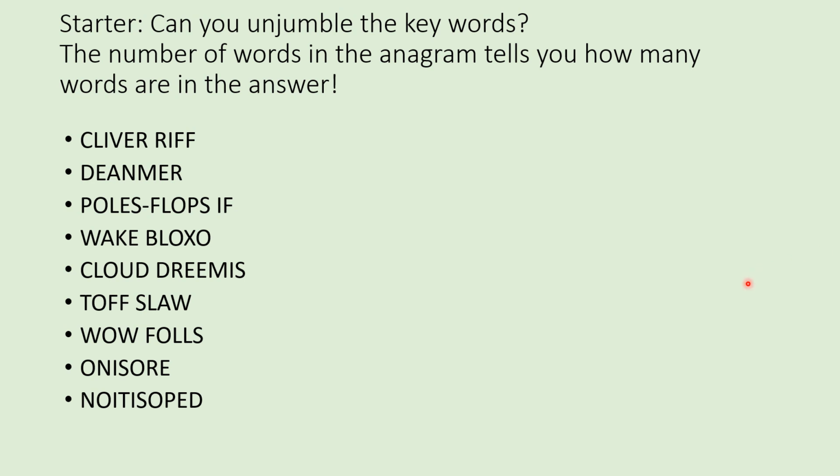Okay, so let's see how you've got on. So Cliver Riff. Okay, hopefully you got that one. Is a river cliff, and a river cliff, remember, is found on the outside of a meander. It's where the fast water is eroding, and it's causing a little mini sort of cliff on the side of a river, which is why we call it a river cliff.